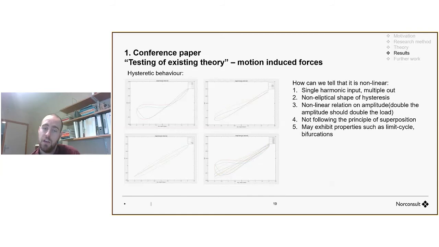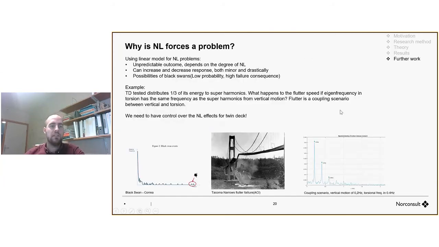And superposition is not working, and they may exhibit properties such as limit cycles and bifurcations. Okay, so why are the nonlinear forces a problem? If you don't consider them and it's high nonlinearity, you really don't know what's going to happen. It's basically unpredictable. It can alter the system to be better, but it can also alter the system to be much worse.